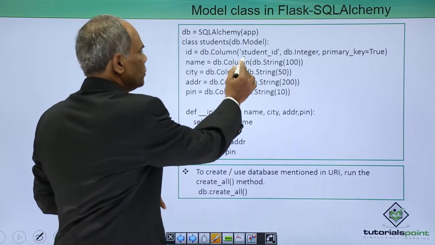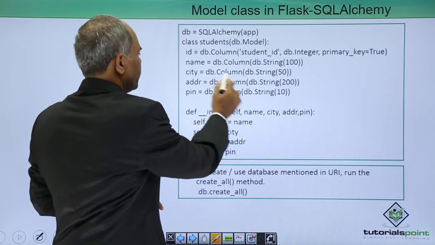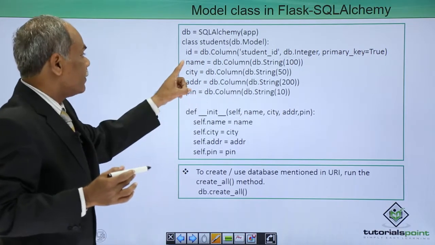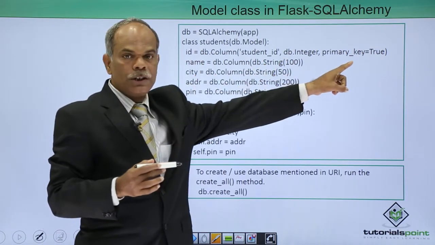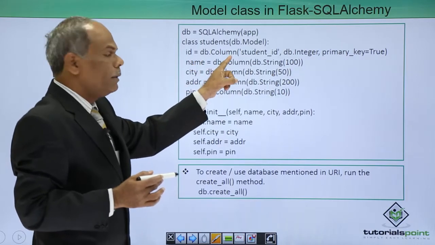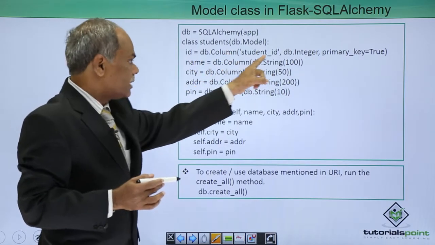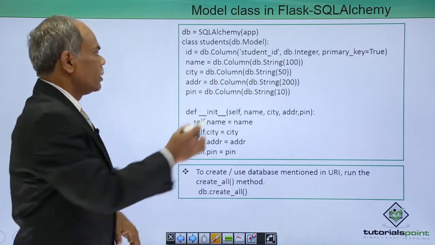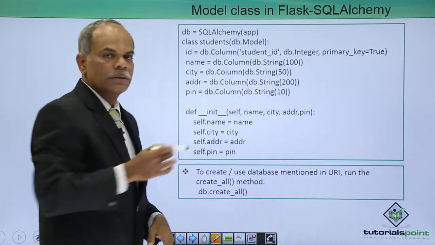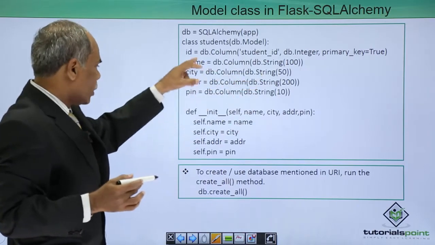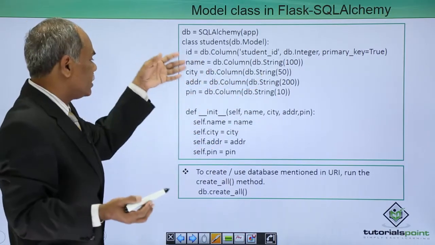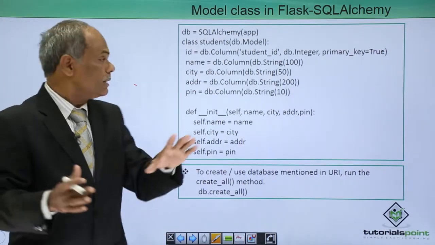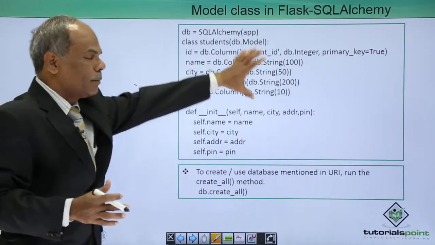So, db.Column for name, city, address, pin code. Additionally, I have defined a primary key also. So, id is equal to db.Column; student's id is the name of the field which is the primary key. It will be an integer. db.String is used as the data type for all the other fields. As you can expect, name, city, address, pin code all will be strings. So this is the declaration of the table structure.